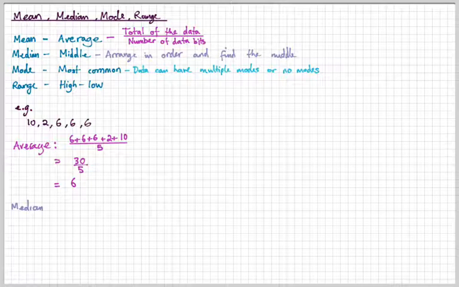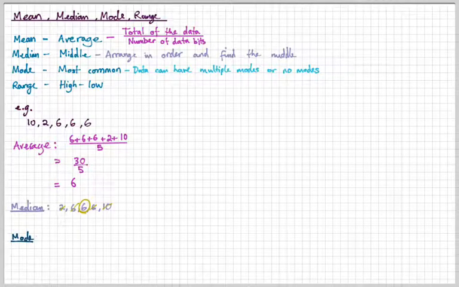The median. So if we look at the top there, it says arrange in order and find the middle. So we're going to arrange these in order. The lowest number is 2. So we've got 2, 6, 6, 6, 10. The median is the middle number. So we could start crossing out from either end. And the middle number is 6.